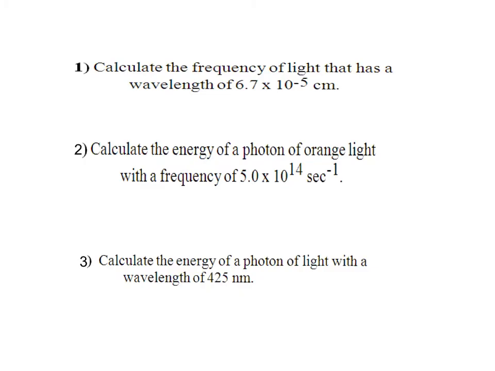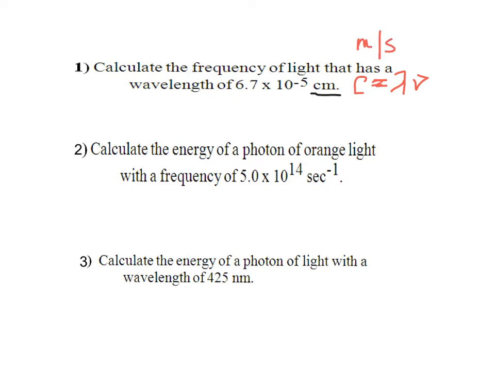So let's go ahead and use our equations to solve for some of these things. First up, we're going to calculate the frequency of light that has a wavelength of 6.7 times 10 to the -5 centimeters. I already know this is going to be a problem because I do want to use the equation C equals lambda nu, lambda frequency, and I know that my speed of light is in meters per second, so I'm going to need to convert this.